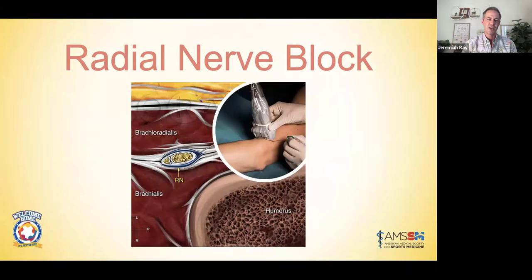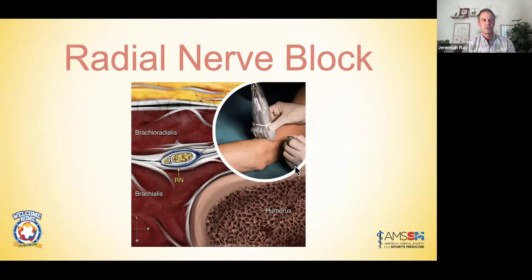But it's such an easy block. You can probably get by even as a beginner with a 27 gauge 1.5 inch needle because it's so superficial. It's hard to have a ton of adipose tissue to disrupt your images here. But again, you're going to want to come in, make sure you hit it deep, let that nerve kind of float up into your screen and then get a nice circumferential spread.